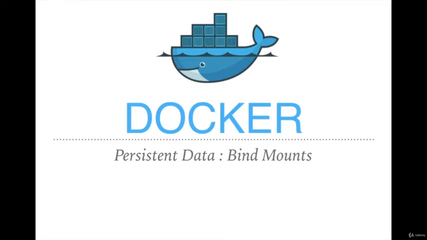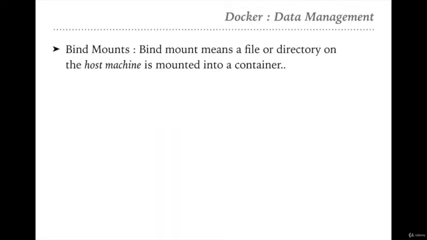So let's start. First we will try to understand bind mounts. Team, bind mounts means a file or a directory on the host machine which is mounted into a container. It means that when we use bind mounts inside containers, we are mounting an existing directory on the host machine with a directory present inside the container, right? So we are mapping a file of the host machine into a container file. This is called bind mounts. We are mounting the container directory and the host machine directory together.